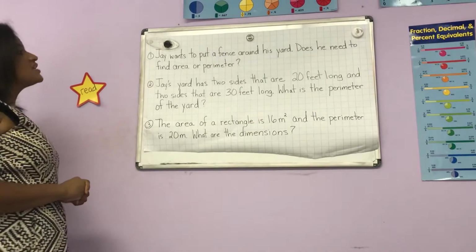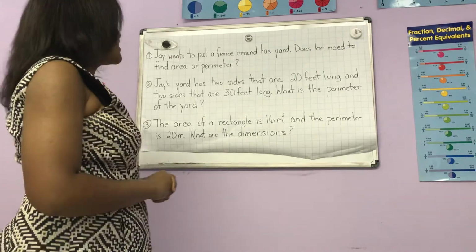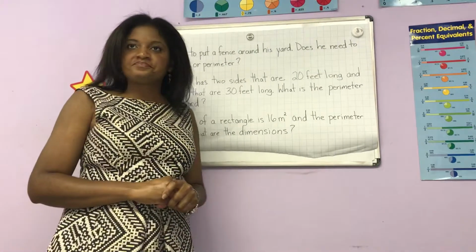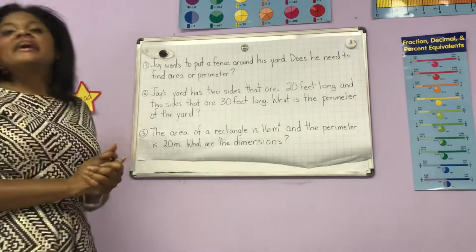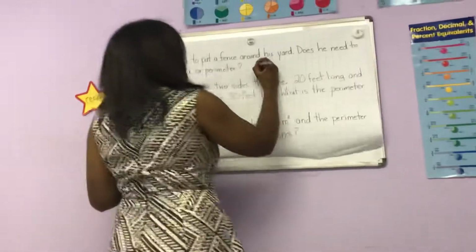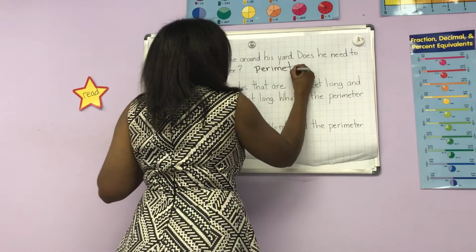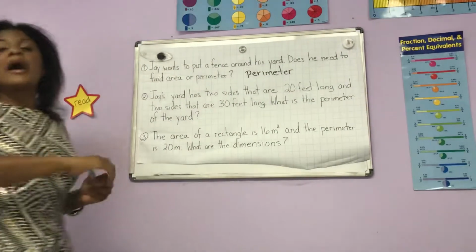It says, Jay wants to put a fence around his yard. Does he need to find area or perimeter? He needs to find the perimeter, and the reason it needs to be perimeter is because he is finding the distance around his yard.